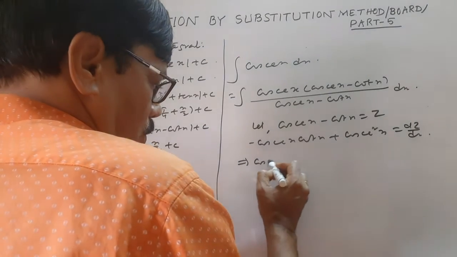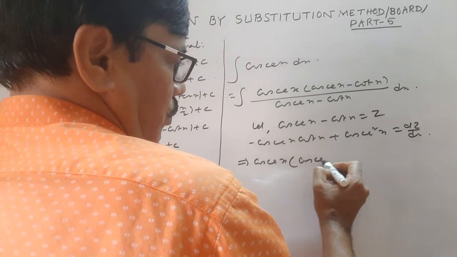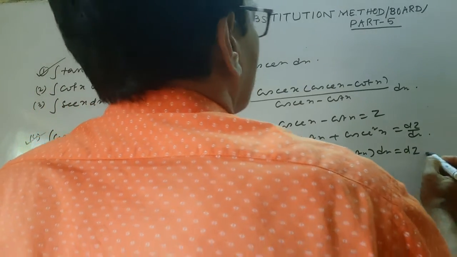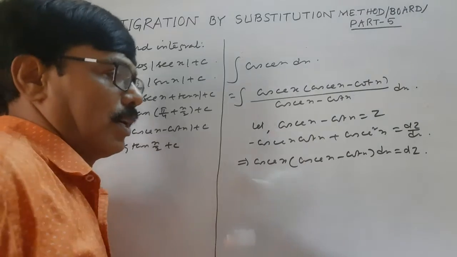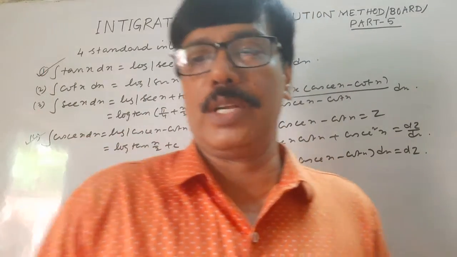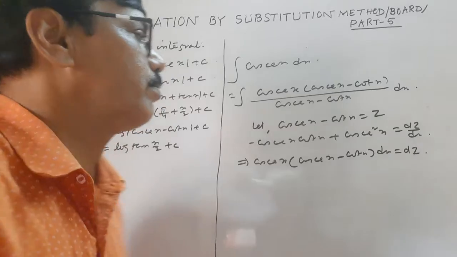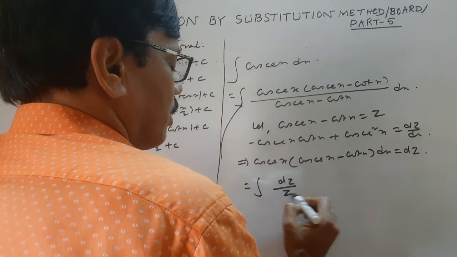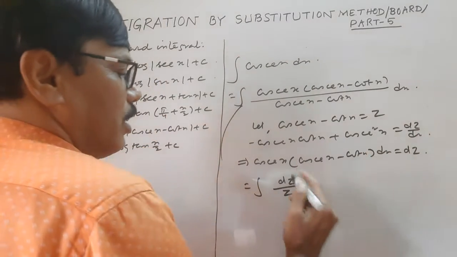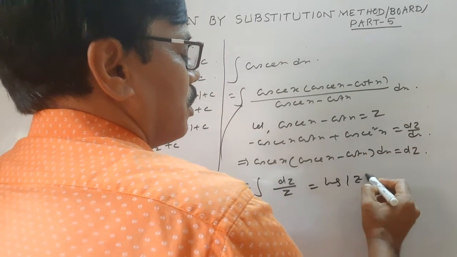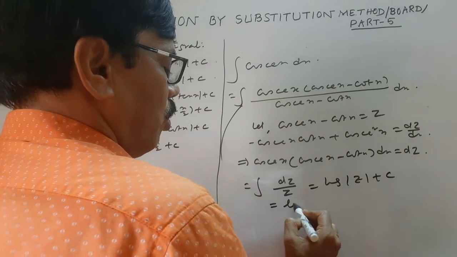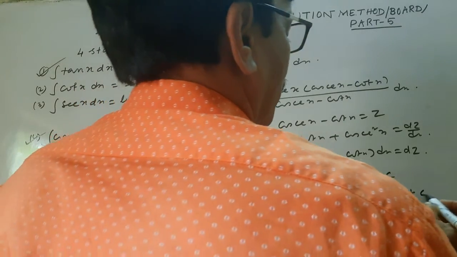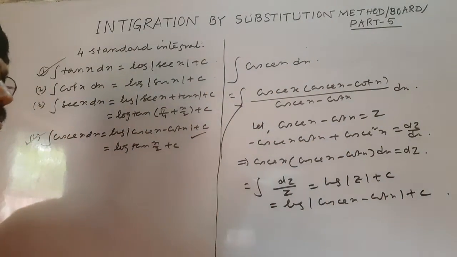The derivative is minus cosec x cot x plus cosec square x. So cosec x common, cosec x minus cot x into dx equals dz. So we are getting the numerator. That is why we are putting this substitution. After this it will be dz by z, so log z plus c. So log cosec x minus cot x plus c. So this is the first form.